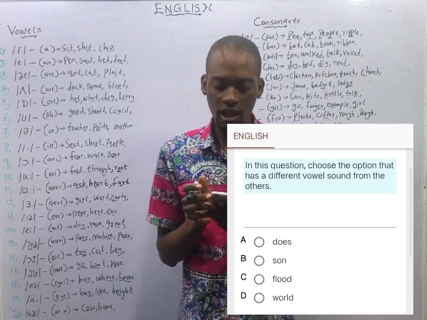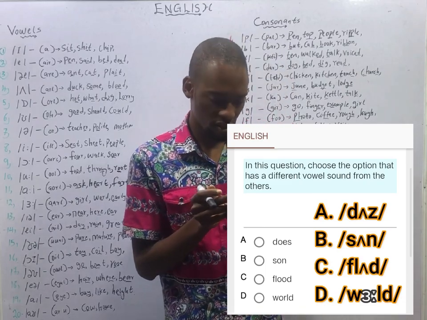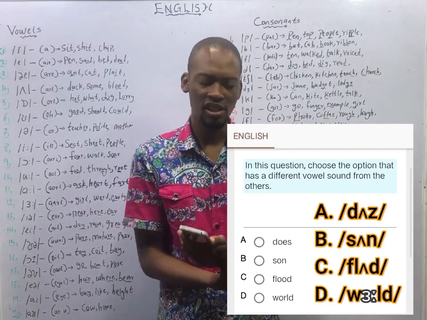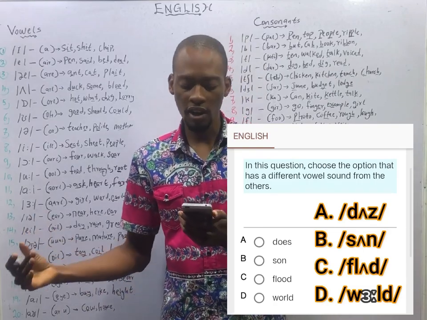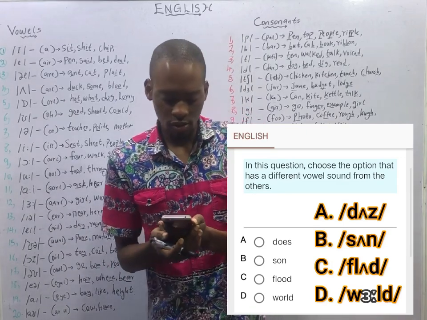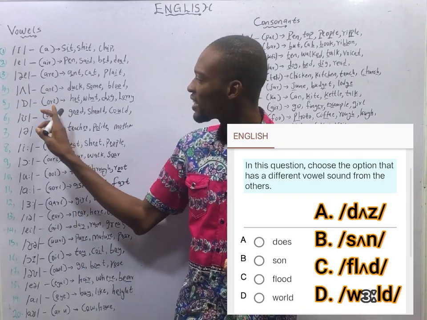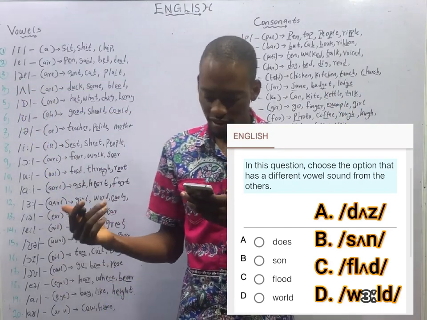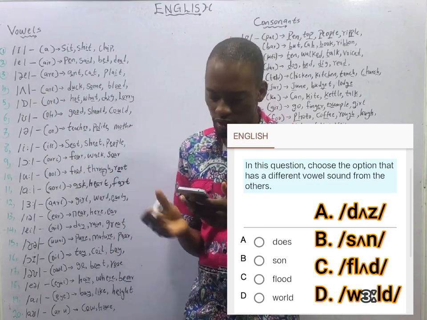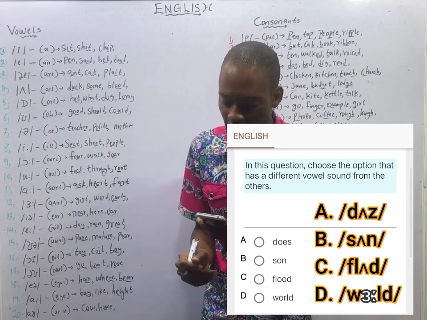Does, sun, flood, and word. We want to know the one that has a different vowel sound. Does has the R sound, as in dark, some, and blood. So this is actually does, not do, because if you call it does, you are getting this R sound. Sun has the R sound, which is the same as the sound in blood. Then flood, it has the R sound.